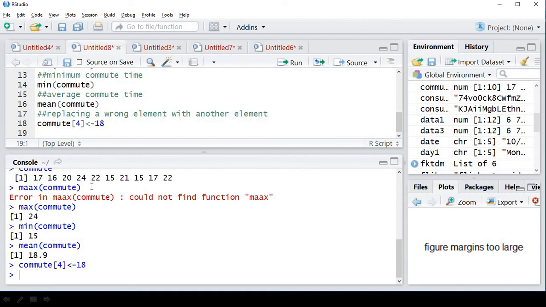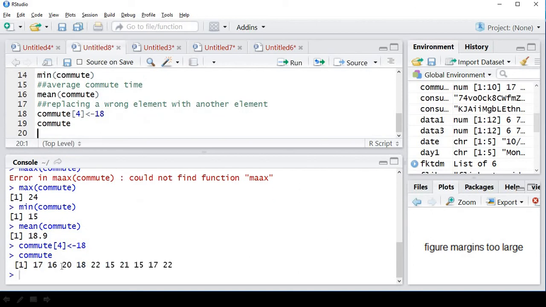Okay, so with this command I am able to replace. Now check whether I am able to replace it or not. You see, the fourth element 24 is replaced with 18. Okay, so this is a very important command that you have to remember. The vector name in square brackets, the index number which has to be replaced, and the value with which it has to be replaced.